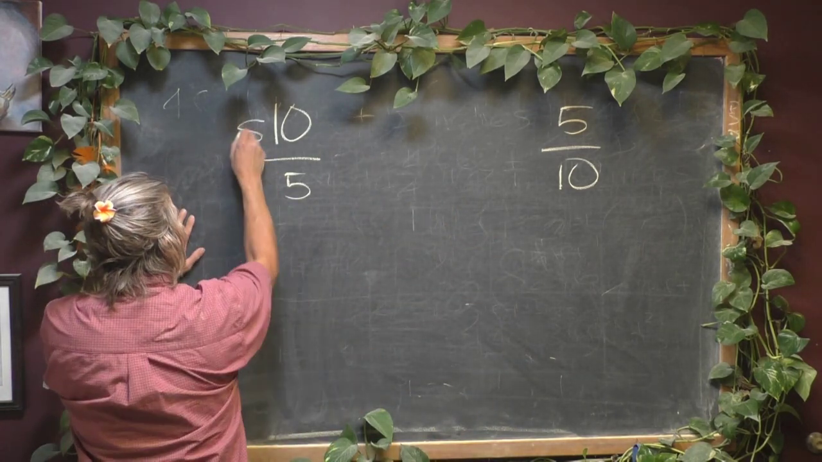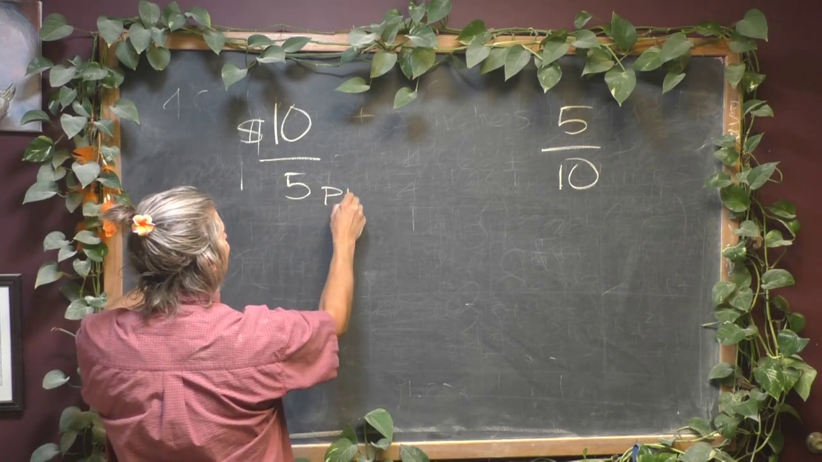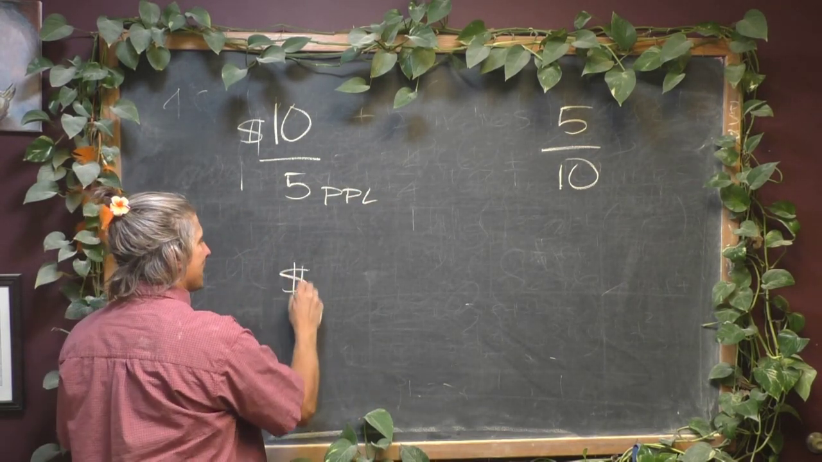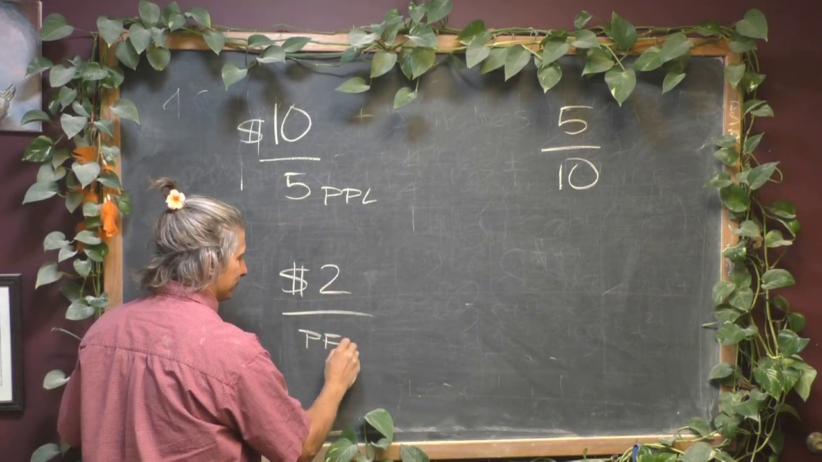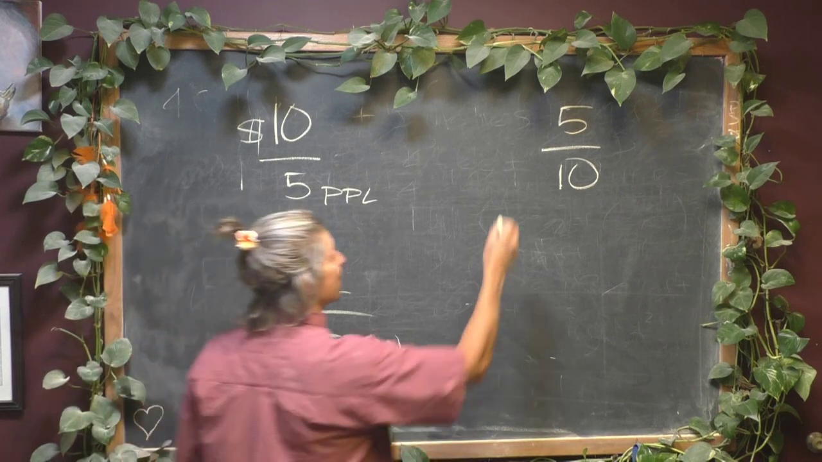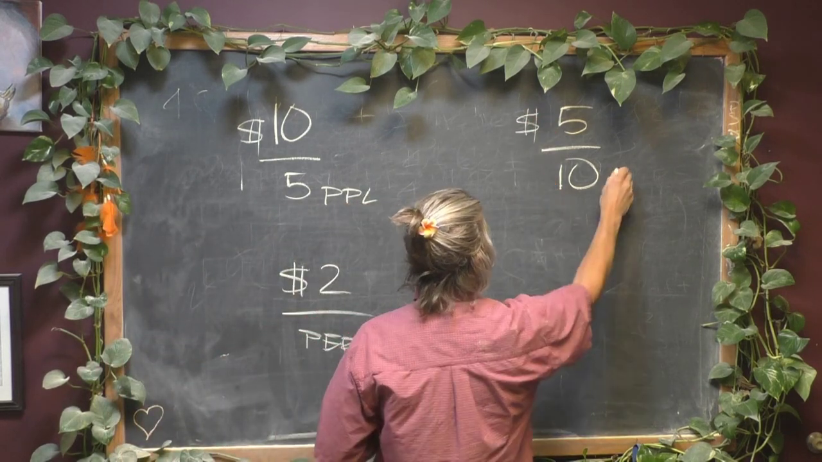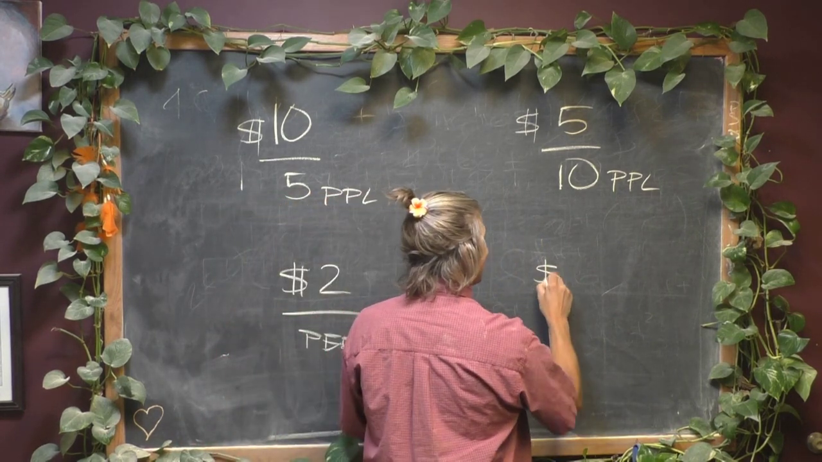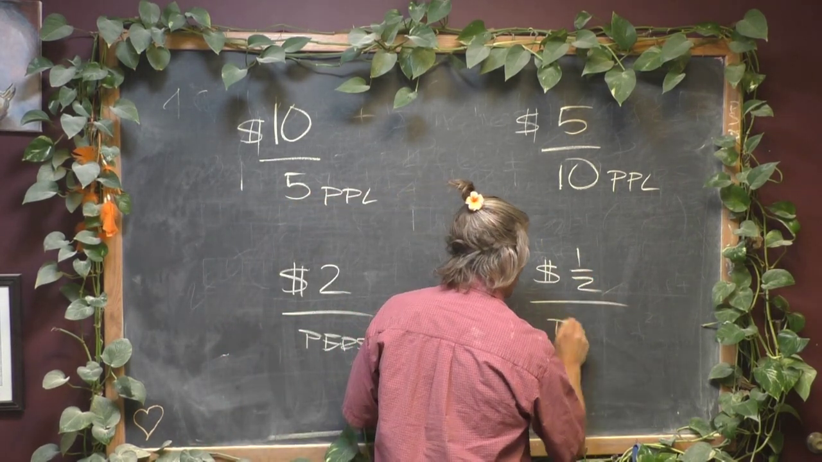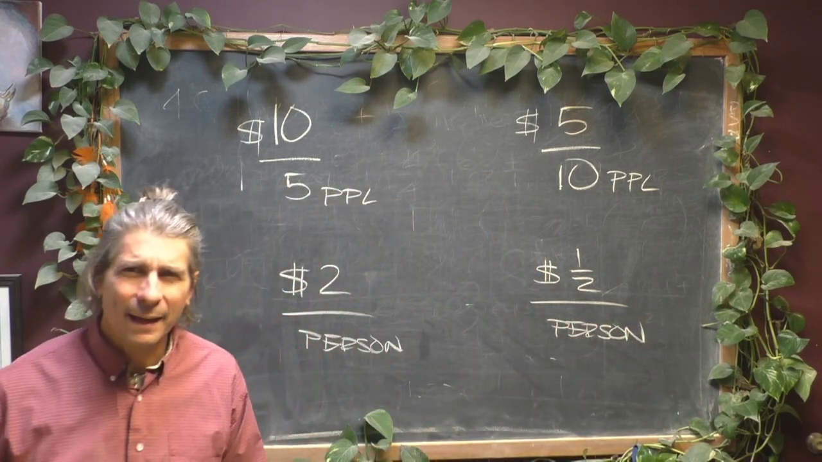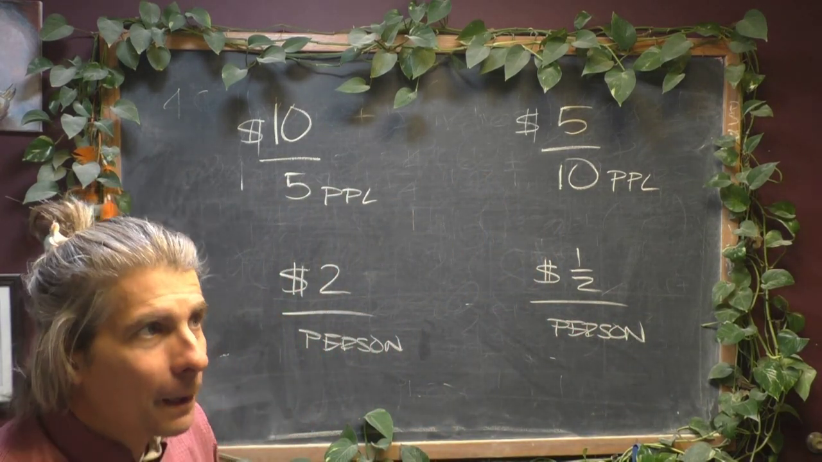Imagine taking $10 and dividing it amongst 5 people. Each person gets $2 per person. Now imagine taking $5 and dividing it up amongst 10 people. Now everybody only gets half a dollar per person. Now why is that?